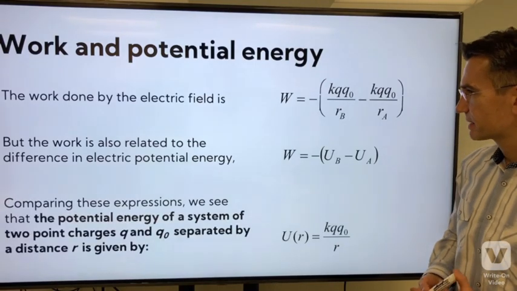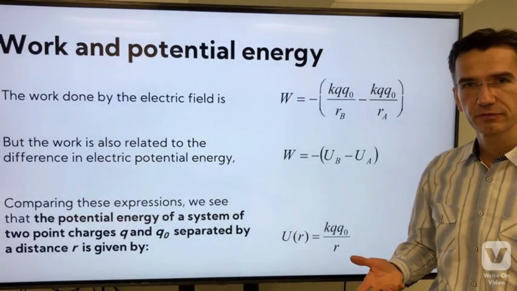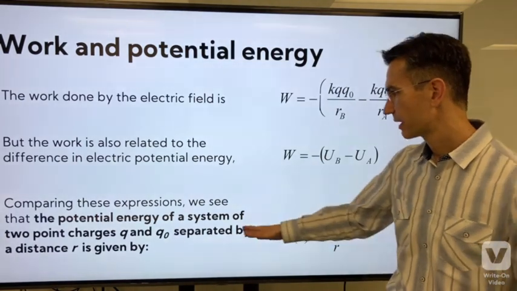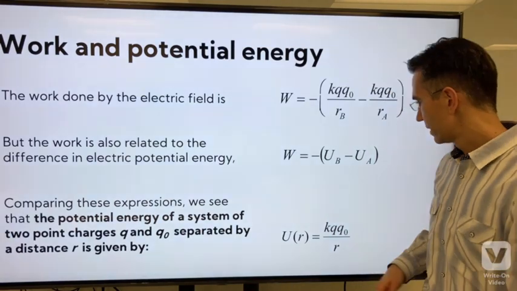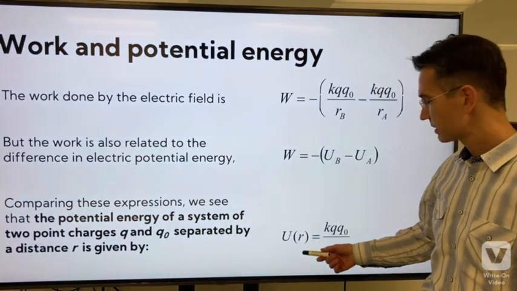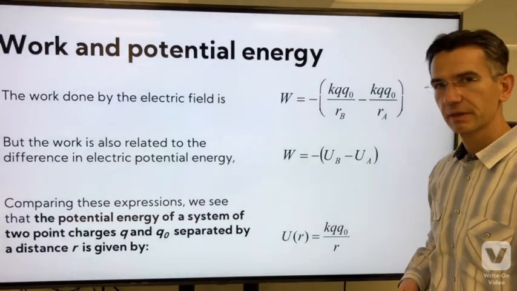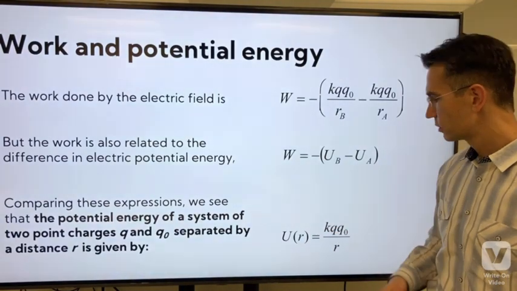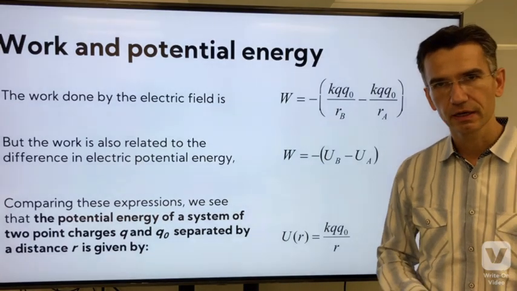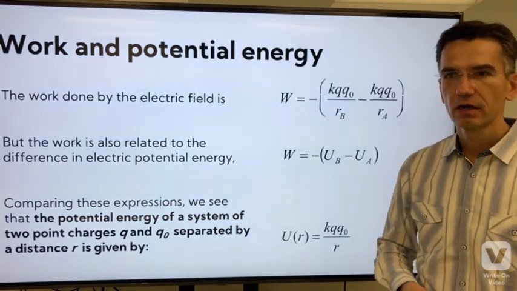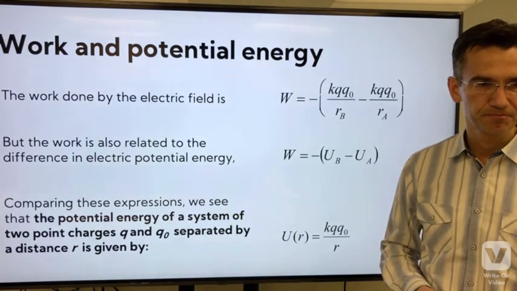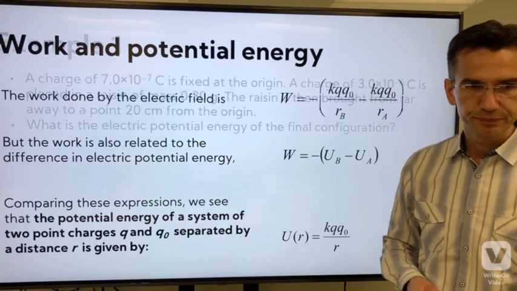So then we can see that the potential energy of a system of 2 point charges, Q and Q0, that are separated by some distance r, is given just by this expression. So the potential energy of a system of 2 charges, Q and Q0, separated by distance r, is just kQQ0 over r. And this will be a concept that will facilitate our estimate of work done, say, in an electrical circuit. So let's take an example.